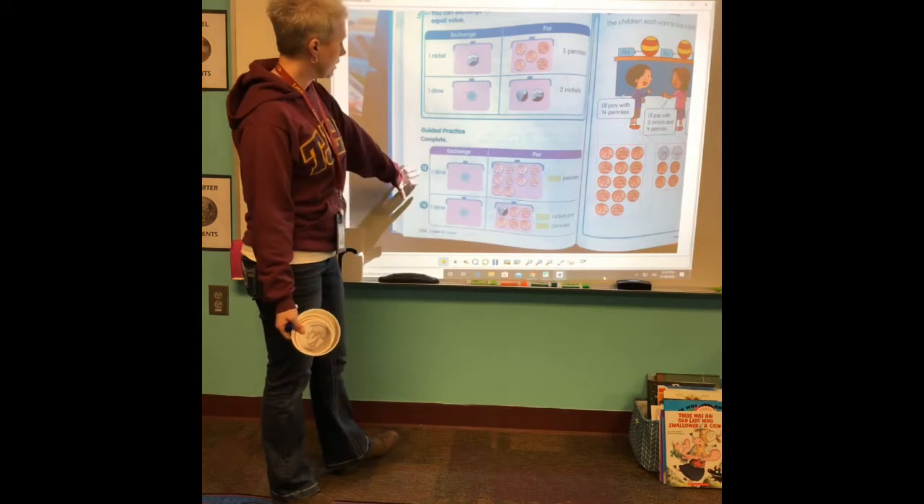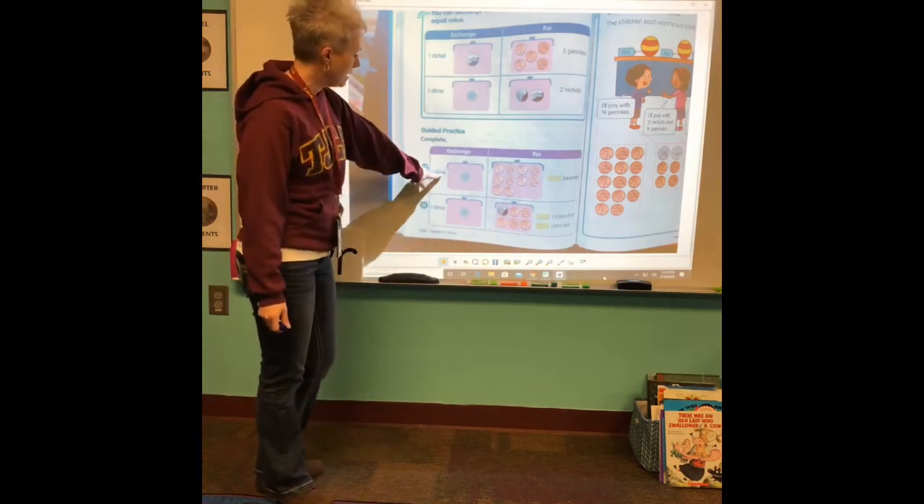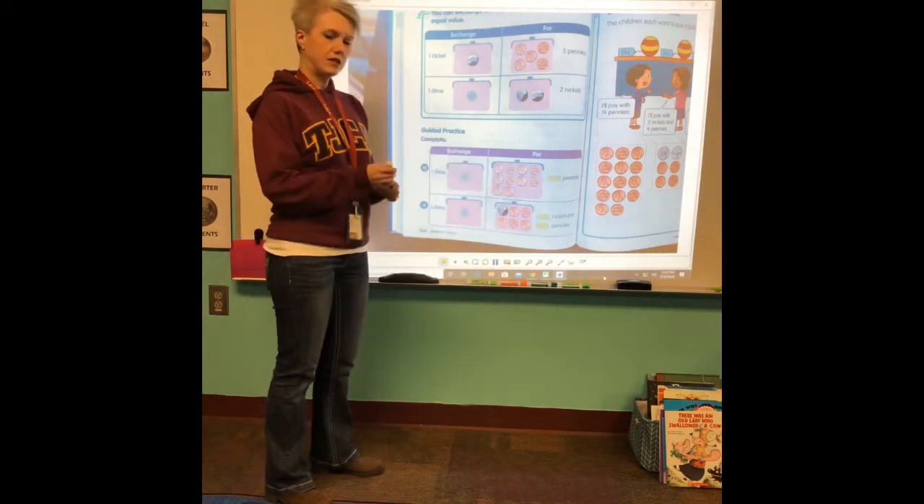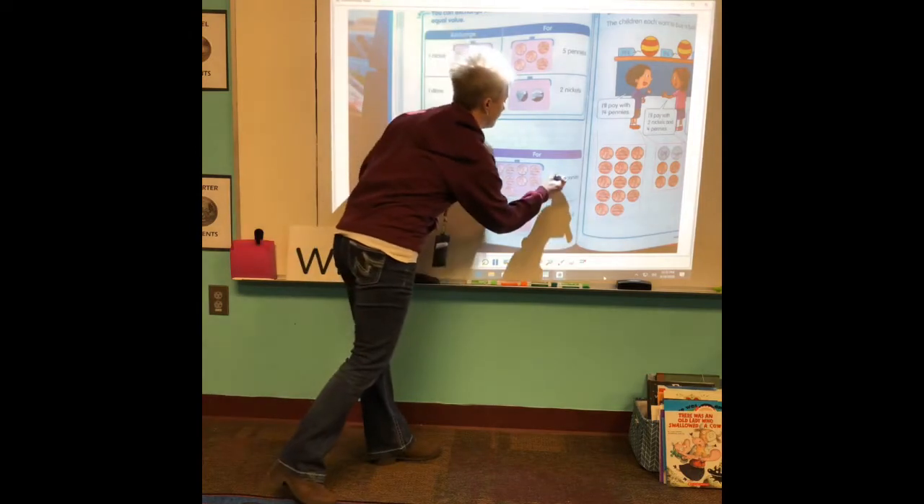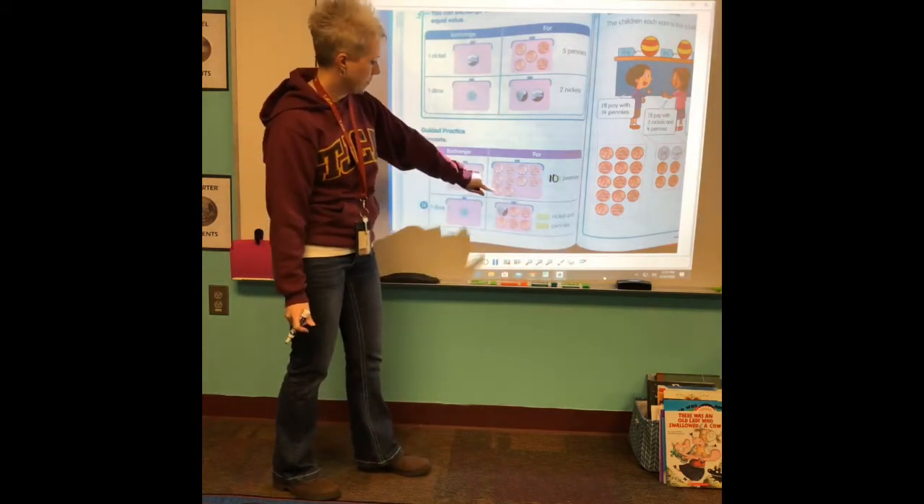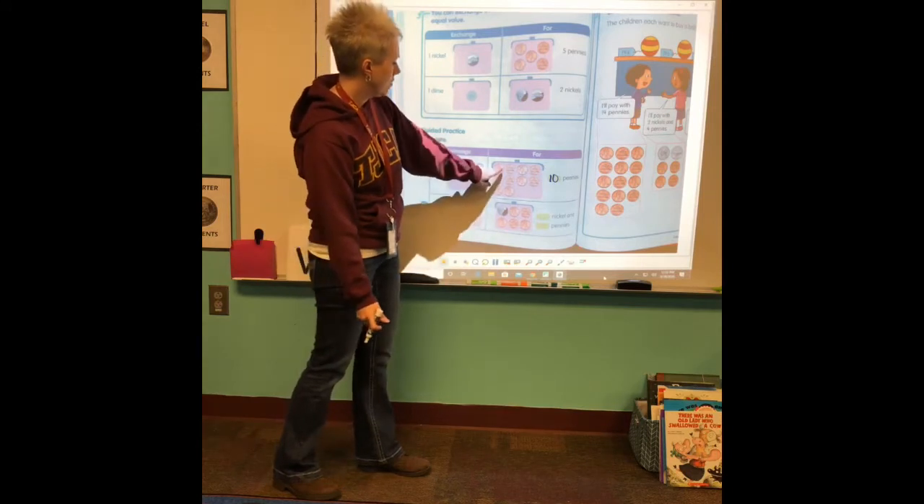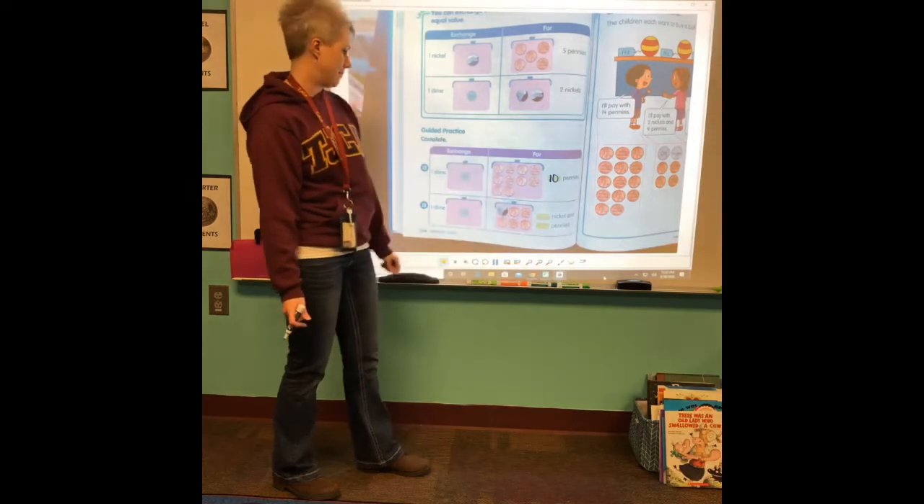So, we're going to do a little practice with that. If I have 1 dime, how many pennies do I have? We just answered that one. Good job, 10 pennies. Because 1 dime is 10 cents, pennies are 1 cent. 1, 2, 3, 4, 5, 6, 7, 8, 9, 10 cents.